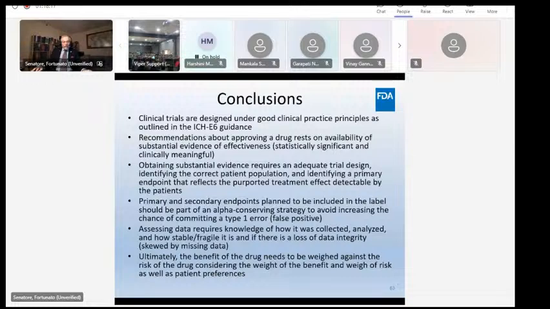Number five, assessing data requires knowledge of how it was collected, how it was analyzed, and how stable and fragile the data is, and if there is a loss of data integrity because of missing data. And finally, the benefit of a drug needs to be weighed against the risk of the drug, considering the weight of the benefit and the weight of risk, as well as patient preferences.